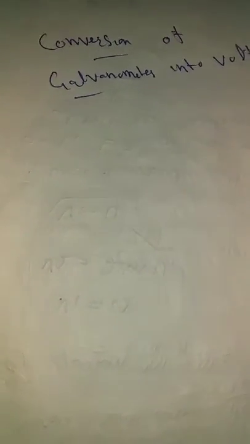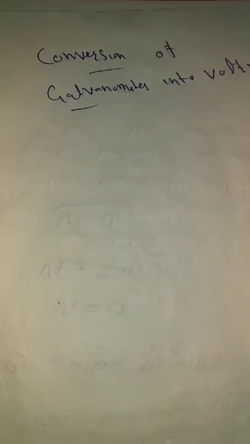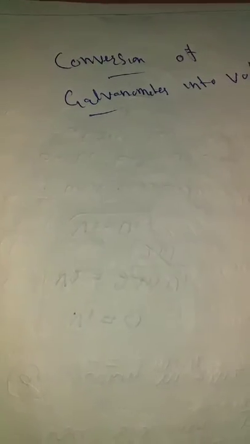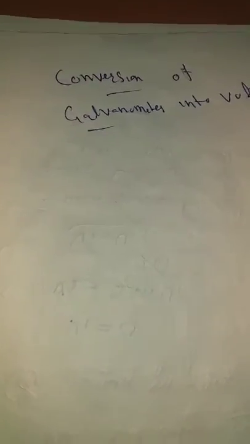As you know, a voltmeter is a device for measuring potential difference across any 2 points in the circuit. That means when we have to measure the potential difference at any 2 points in the circuit, we use a voltmeter. But today's topic: how can we convert a galvanometer into a voltmeter?